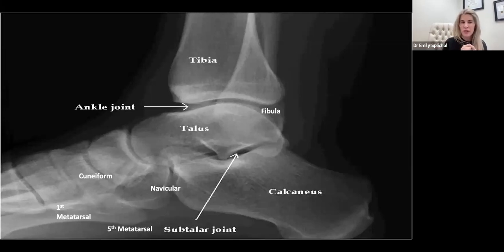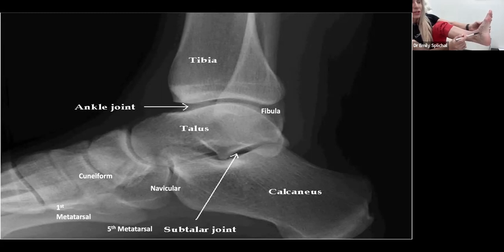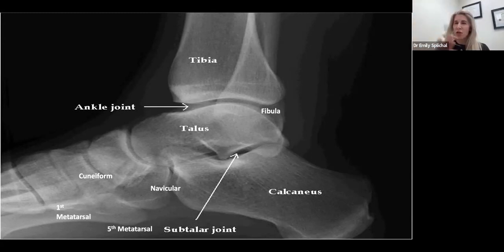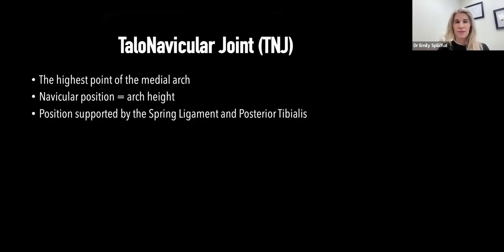Now, the other joint in the foot that is part of your midfoot is your cuneiform first metatarsal, which is your first ray, and the stability of your first ray is greatly influenced by your talonavicular joint. So if your talonavicular joint is not stable, it then destabilizes the first ray, and then that's how you can get bunions. So you can start to see that correlation. Okay. So talonavicular joint, the highest point of the medial arch is going to be your navicular.